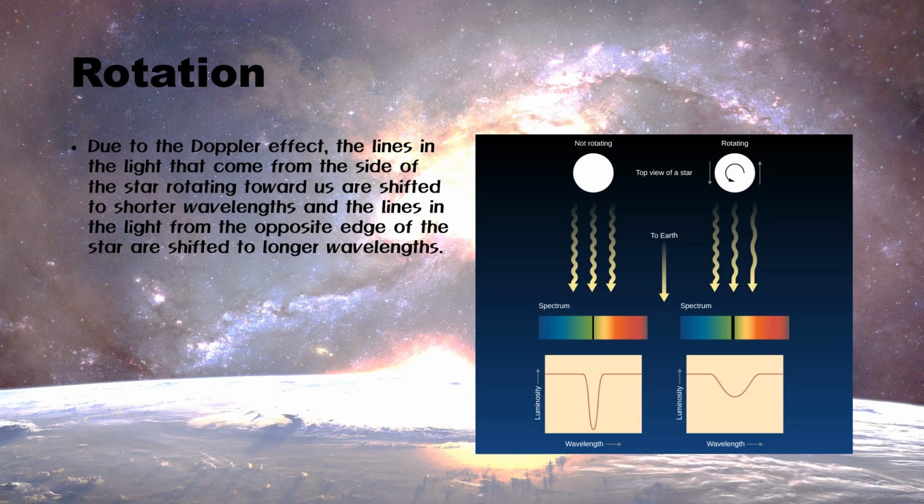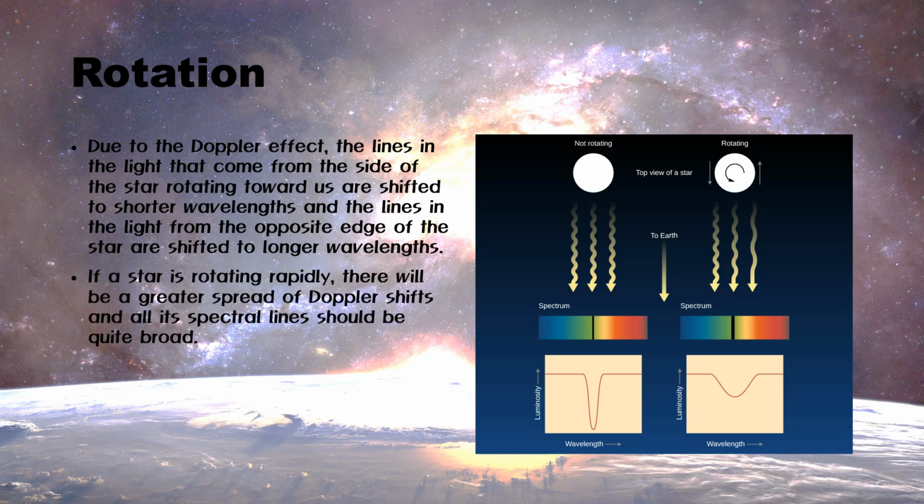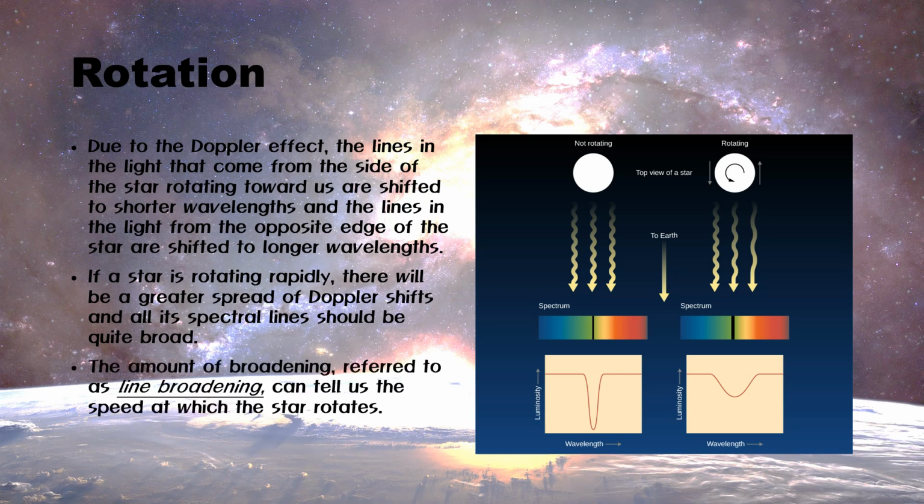Now, due to the Doppler effect, the lines in the light that come from the side of the star rotating toward us are shifted to shorter wavelengths, and the lines in the light from the opposite edge of the star are shifted to longer wavelengths. If a star is rotating rapidly, there will be a greater spread of Doppler shifts, and all its spectral lines should be quite broad. The amount of broadening, which we refer to as line broadening, can tell us the speed at which the star rotates. And again, we can see that here in our image.